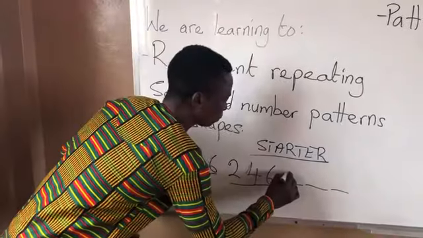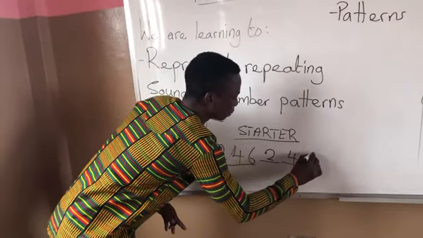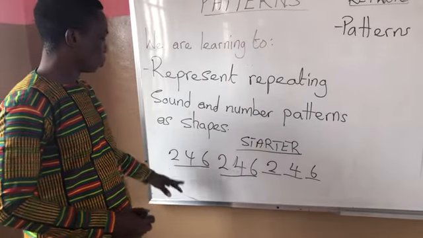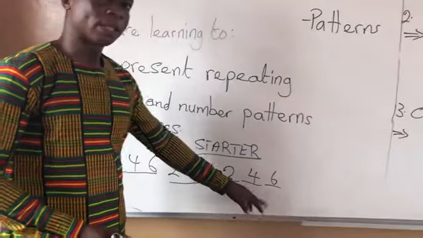So you realize that we do this: after 6 comes 2, after 2 is 4, after 4 is 6. So this is our repeating numbers: 2, 4, 6, 2, 4, 6, 2, 4, 6.